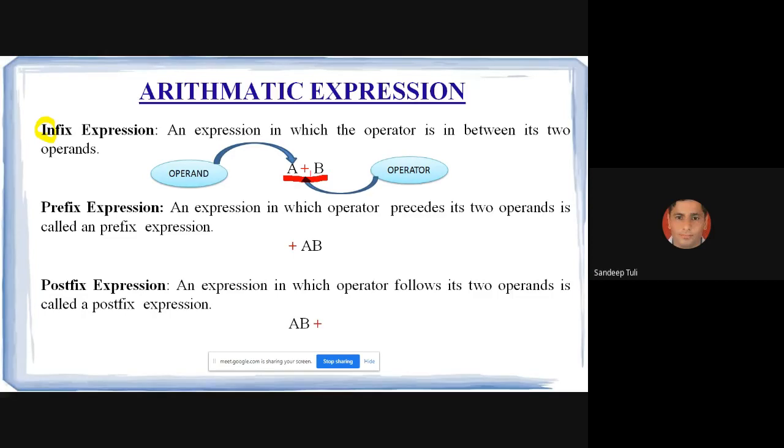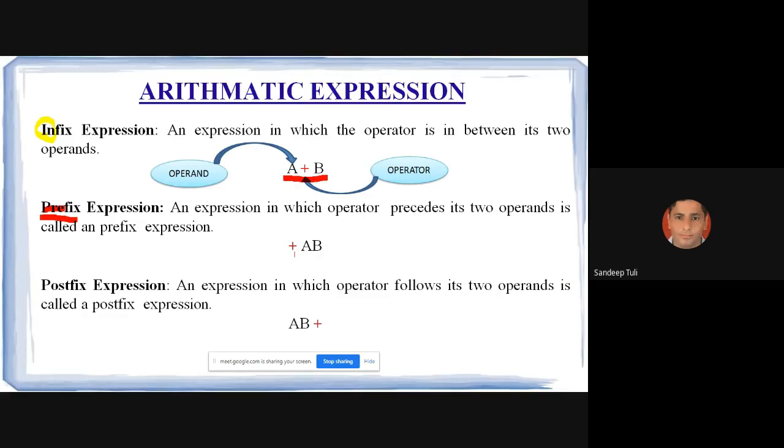Okay, what you normally write is in the form of infix. Now the second one is the prefix expression. Prefix means that pre means before. So we need to put the operator before the operand.